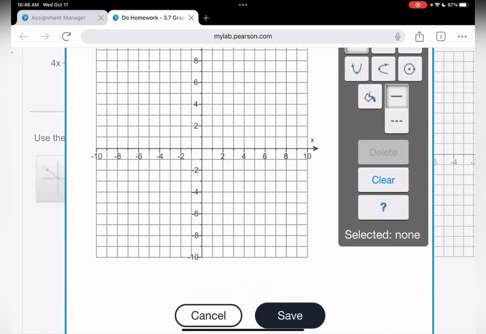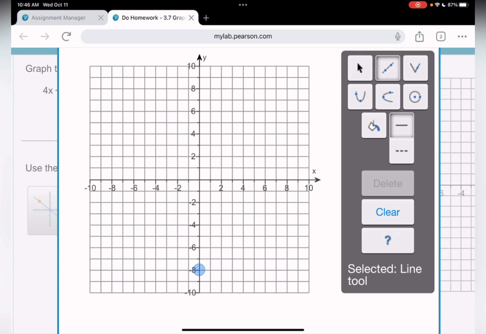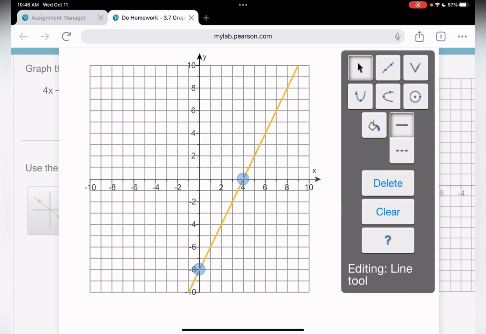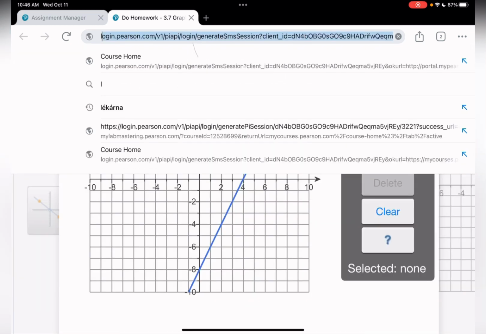And we are using a solid line because the equal sign is present. Negative 8 and positive 4. There we go. Solid line. Now what we want to test, let's say positive 2 and positive 1. x is 2, y is 1. Let's see.